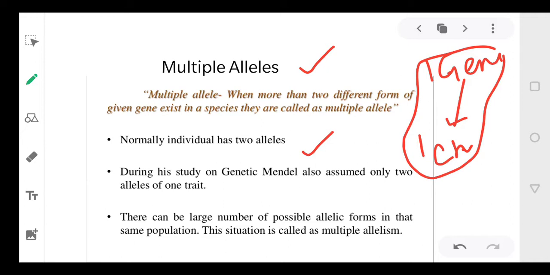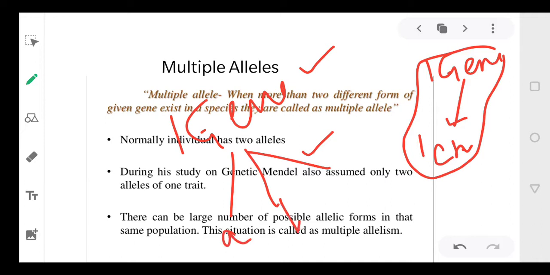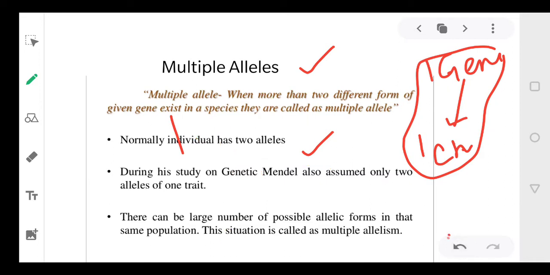But if you have more than two members in a gene, suppose you have a gene and that gene has more than two members, more than two alleles, like A, B, C, then we call these alleles multiple alleles, right? So we can define now that multiple alleles means when more than two forms of a given gene exist in a species.